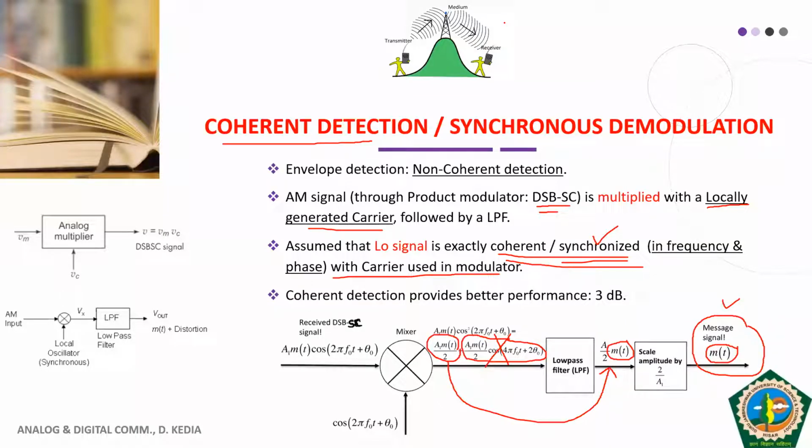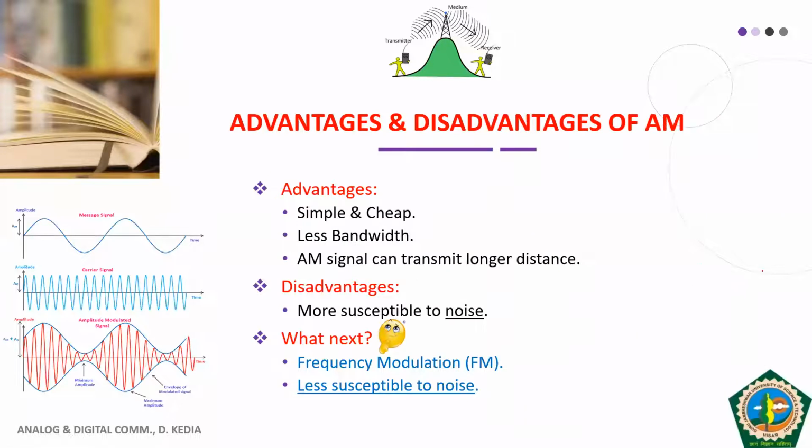After this coherent detection or synchronous demodulation, we move to our next topic, which is frequency modulation. Before we move to frequency modulation, we need to discuss certain advantages and disadvantages of AM, and that will justify our path to frequency modulation. Though whatever advantages I have pointed out in this slide have already been discussed, for the sake of completeness of the AM topic, I will deliberate on them.